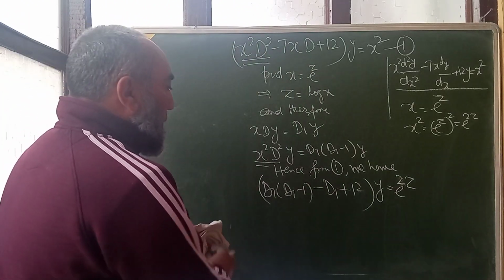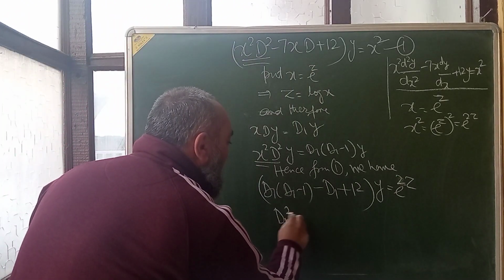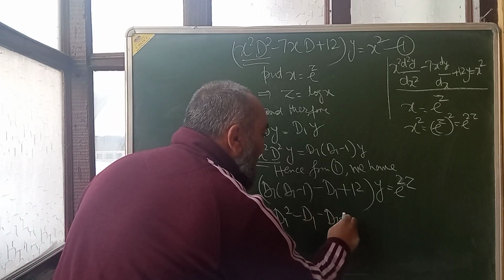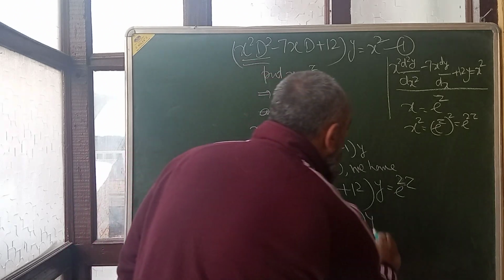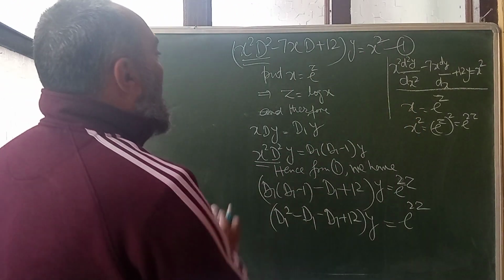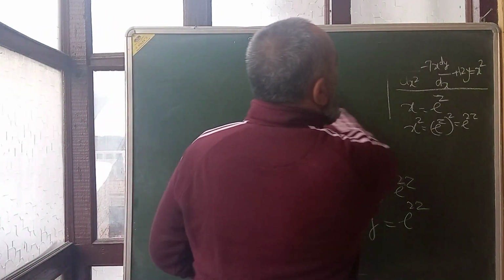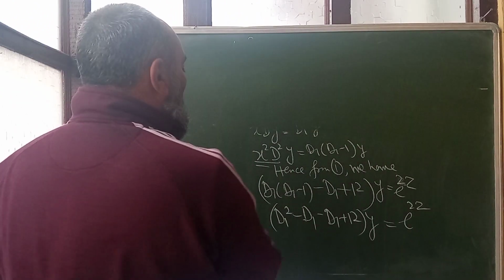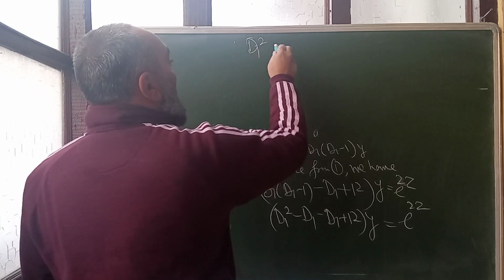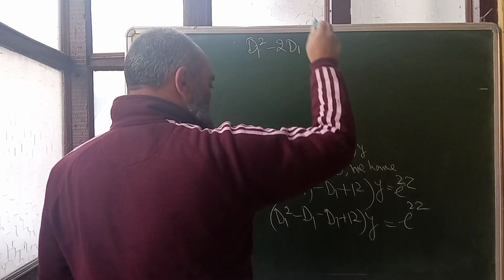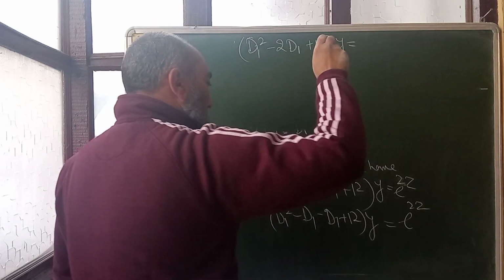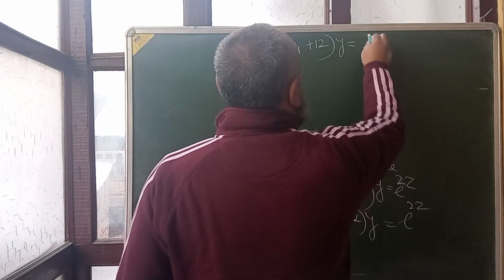Okay. Now this is what? D1 square minus D1, or minus twice D1. So, D1 square minus 2D1 plus 12 operating on y equals e to the power 2z.